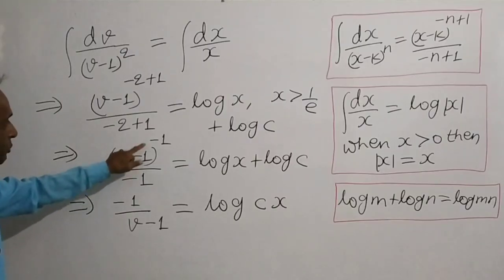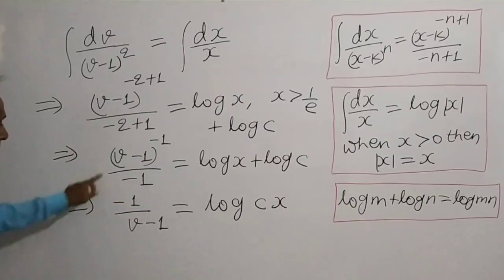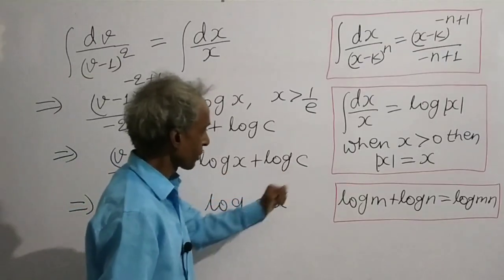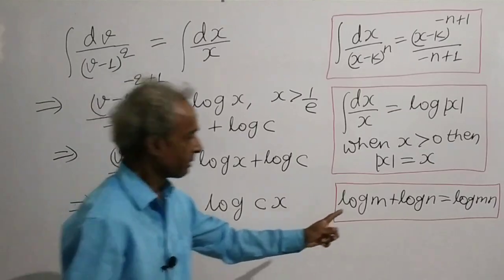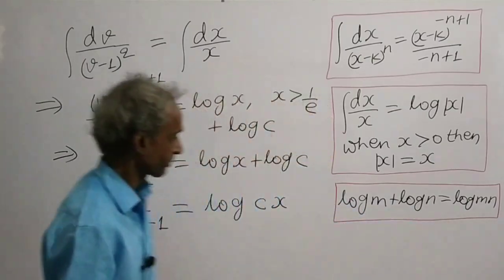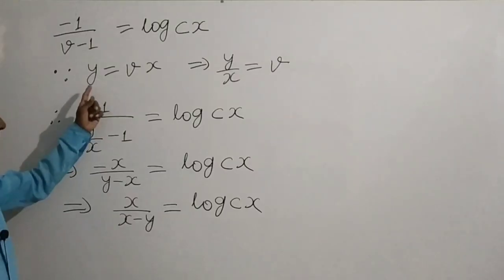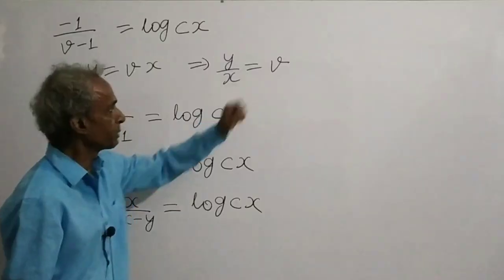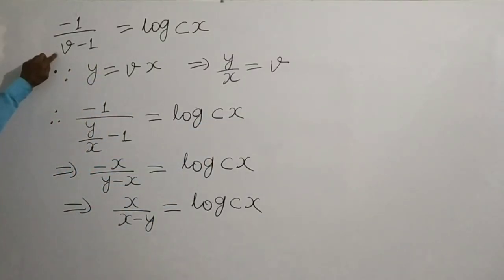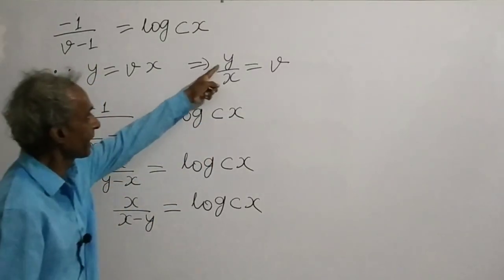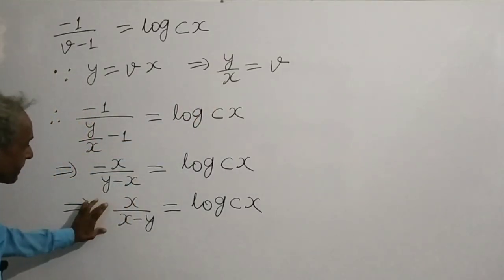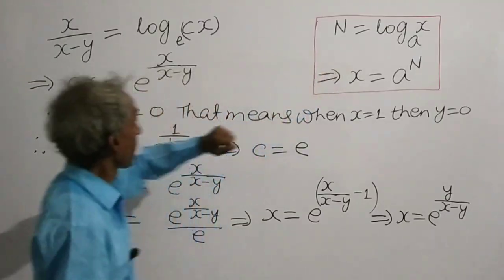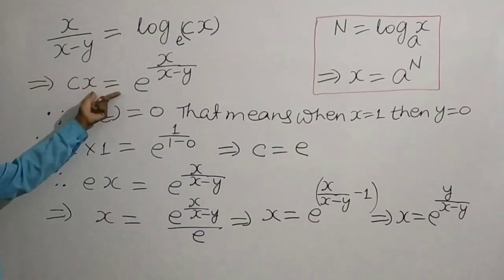This becomes (v minus 1) to the power minus 1 by minus 1, and this becomes minus 1 by (v minus 1). Log x plus log c will be log cx because of this formula. Since we had substituted y is equal to vx, therefore y by x will be equal to v. In place of this v, we write y by x. Then after simplification, we get this. By using this formula, we write this as this.